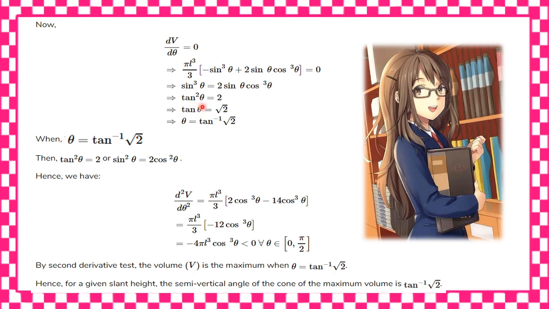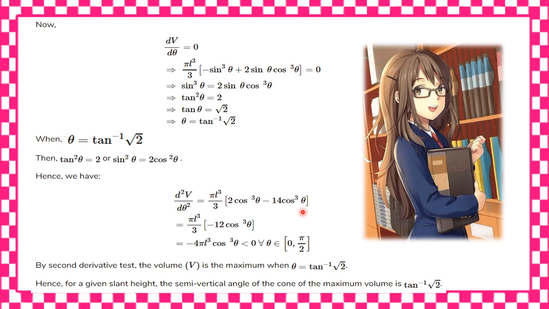What are we getting? Tan square theta equal to 2. So tan theta equal to root 2. Theta is equal to tan inverse root 2. When theta is tan inverse root 2, students, can we say sine square theta is equal to 2 cos square theta, because tan square theta is sine square upon cos square.